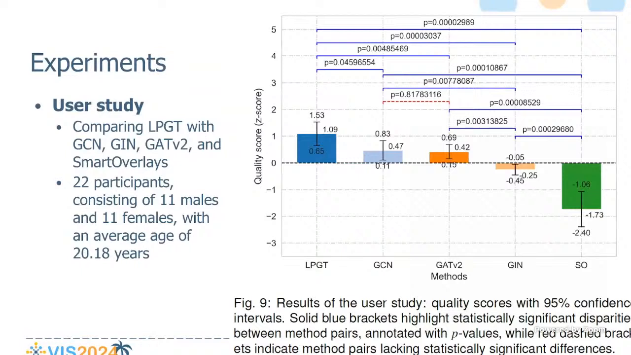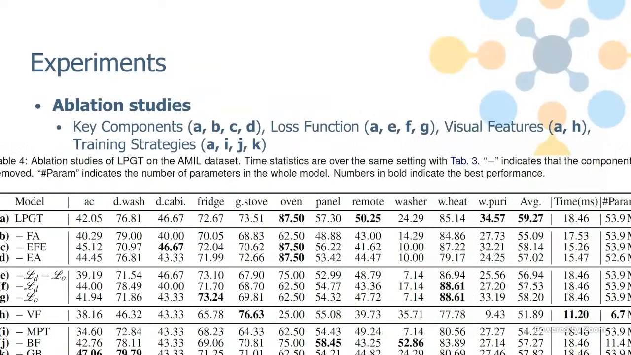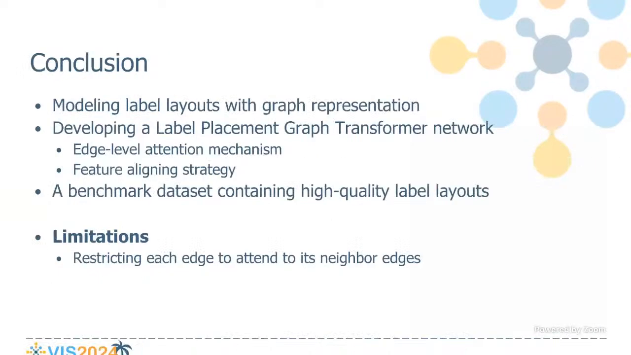The user study suggests that participants prefer LPGT-generated layouts over those from other methods, aligning with both the quantitative and qualitative results. Based on the findings that variations in the key designs of LPGT influence overall performance, the ablation studies indicate the effectiveness of this design. Finally, some limitations of our method need to be explained despite its promising performance on label placement. To reduce the computational complexity of edge-level attention, we restrict each edge to attend to its neighbor edges.